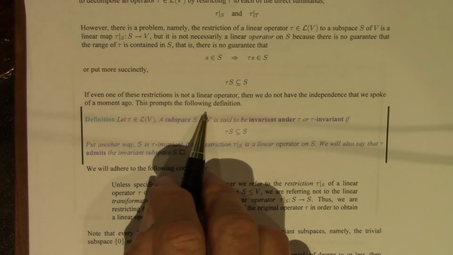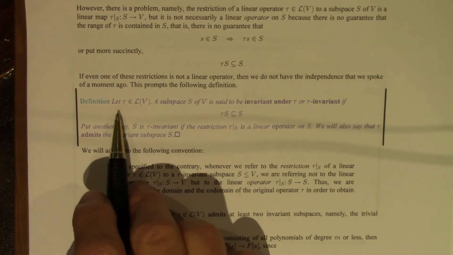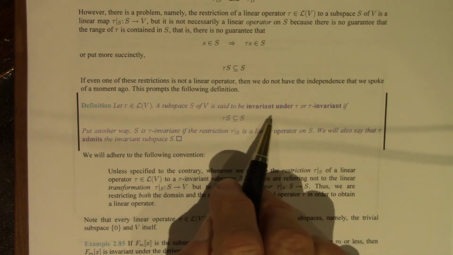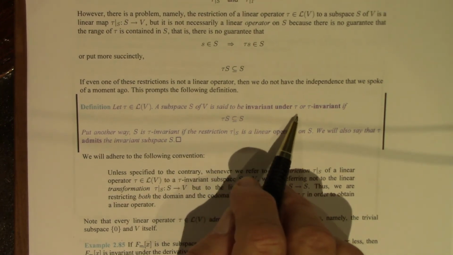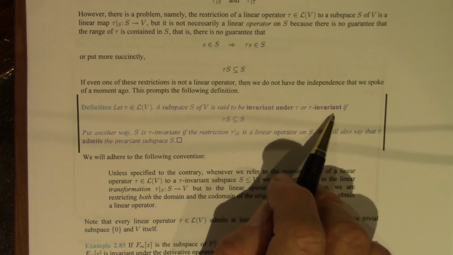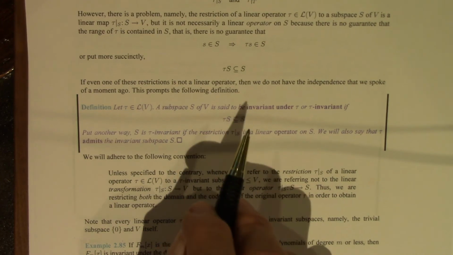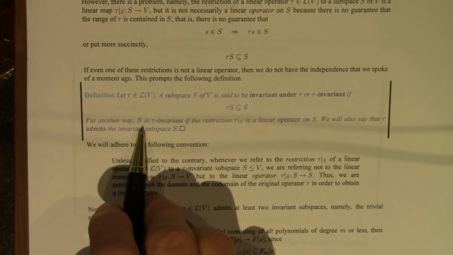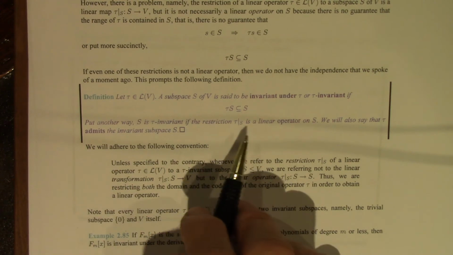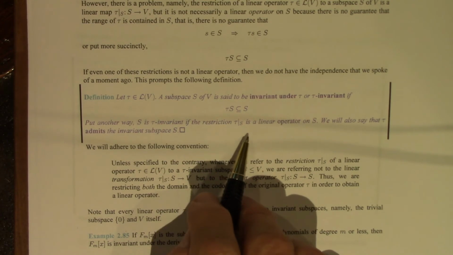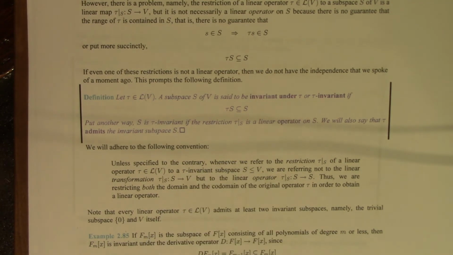First, this calls for a definition. Let tau be a linear operator on V. A subspace S of V is said to be invariant under tau, or tau invariant, if tau of S is contained in S. Or put another way, if tau restricted to S is a linear operator on S. And we'll also say that tau admits the invariant subspace S.